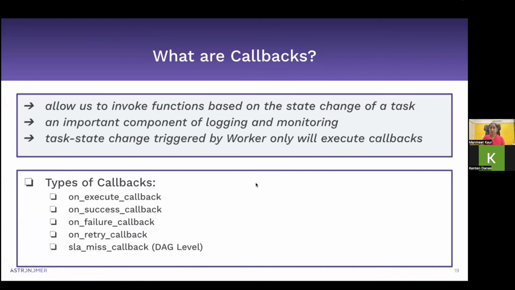change of a task. But remember, only the state change that is triggered by the worker is something which causes the callback functions to be called. Like, for example, if I go to the Airflow UI and I change the status of my tasks from success to failed or failed to success, that is not going to trigger the callback methods. But only if a worker is executing and if the task fails, if I have defined on failure callback, that method is going to be executed, right?